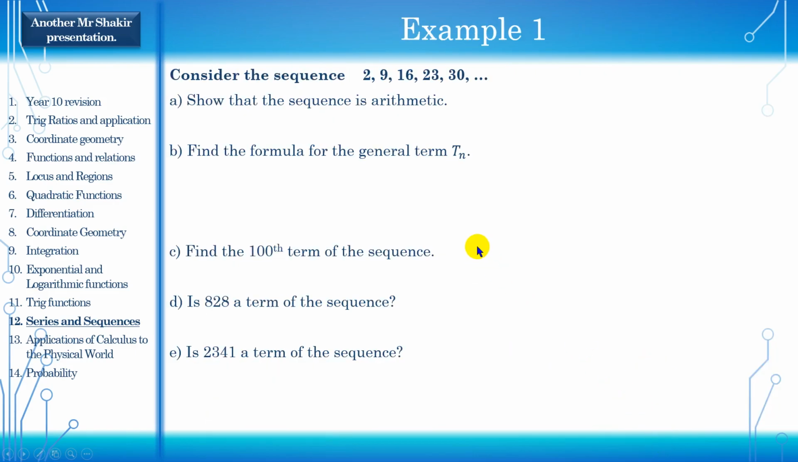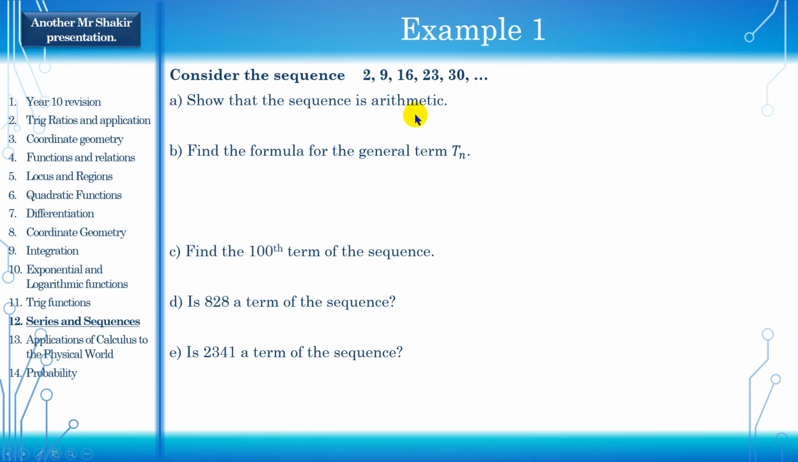Okay, so another question. Consider the sequence 2, 9, 16, 23, 30, and so on. So this is kind of like what would appear in a trial exam or the HSC exam. This is a typical question. An easier question, yes, but it is a typical question. Show that the sequence is arithmetic.